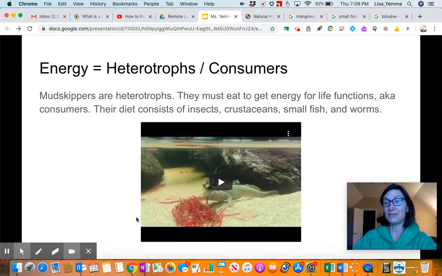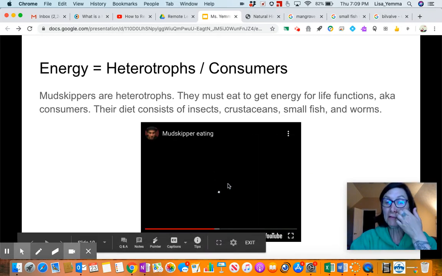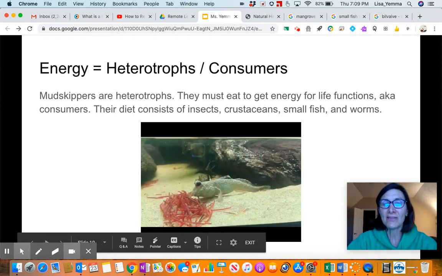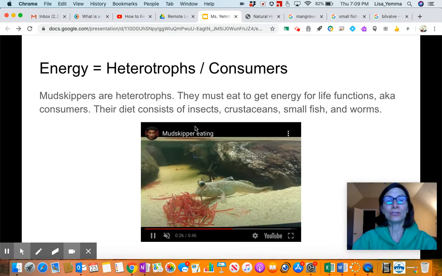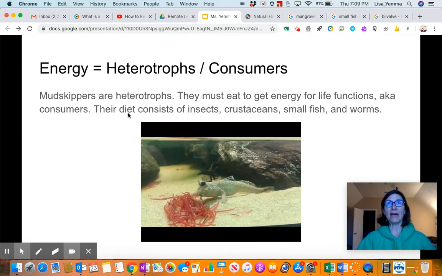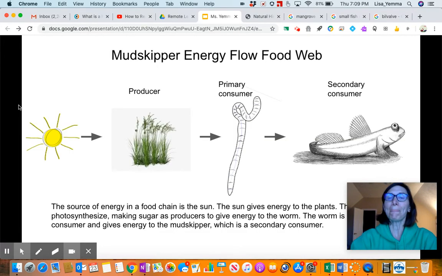I was able to find a video of my mud skipper eating in a fish tank in an aquatic environment, and you can see that the mud skipper is eating worms. Their diet, so when you see this word diet, that means what their food source is. Mud skipper's diet consists of insects, crustaceans, small fish, and worms.